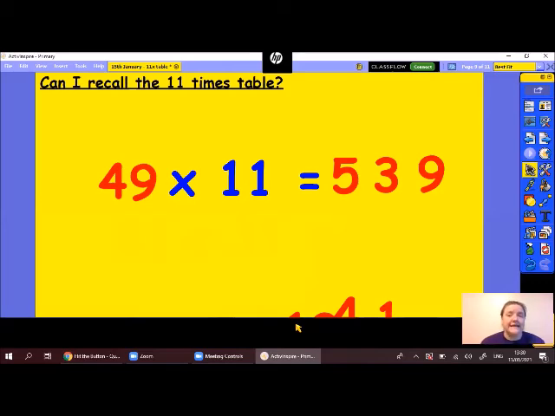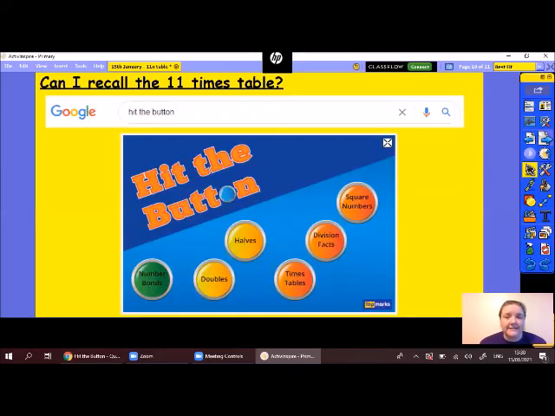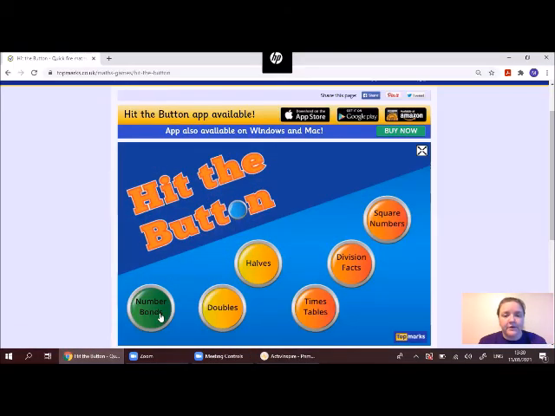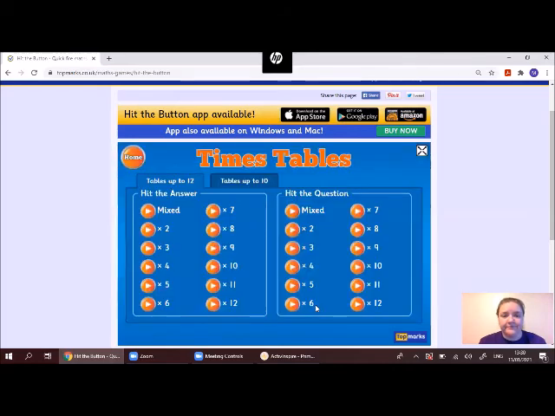Luckily, the only thing we need you to do today is be able to get all the way up to 12 times 11. Your first challenge is to have a go at Hit the Button again. Remember, go into Google, just type Hit the Button, and it'll be the first result that comes up. So we want times tables again. And this time we want the 11 times table.